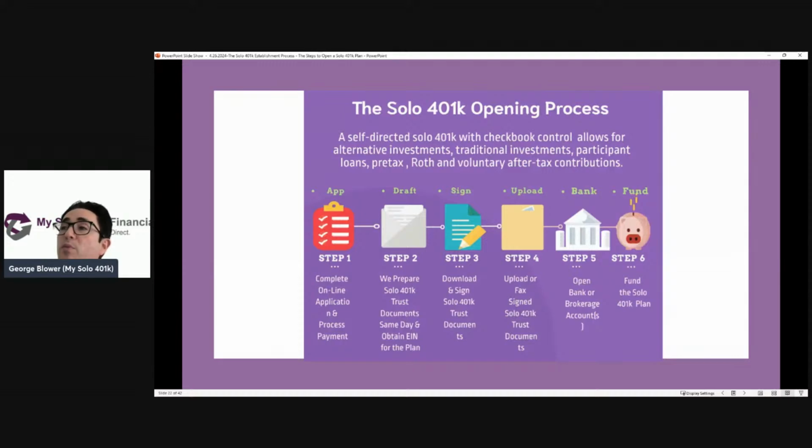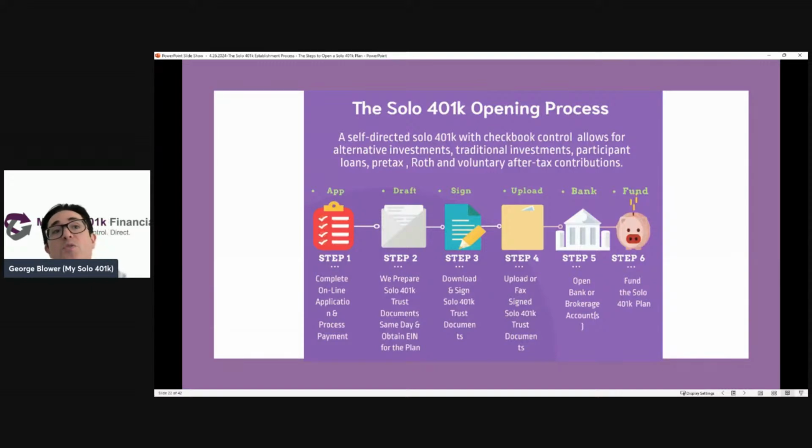Step four, they're uploading or faxing the completed and signed pages. Then they're going to the website to let us know, from that same email that they got same day, right, where they can access the documents. There's a link in there where they can go to our website, tell us where they want to have the bank or brokerage account, tell us if they want to do a rollover. So that takes us to step five, right? We're opening the bank or brokerage account.